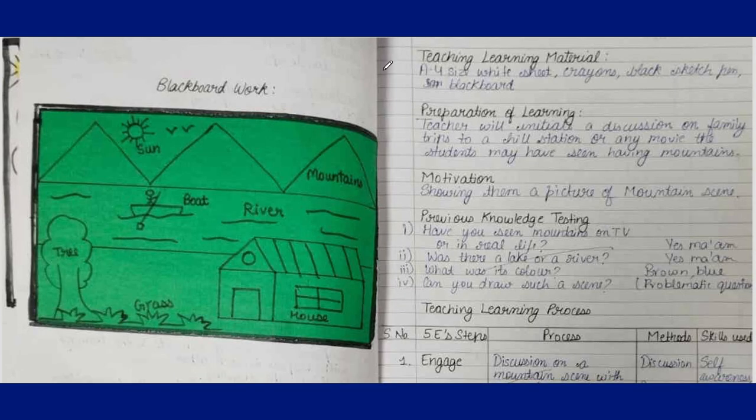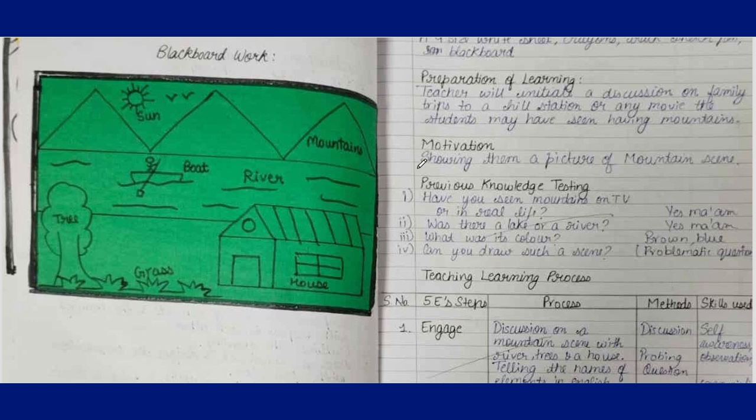Moving on with teaching learning material, it is A4 size white sheet, crayons, black sketch pen, blackboard. The preparation of learning include teacher will initiate a discussion on family trips to a hill destination or any movie the students may have seen having mountains.